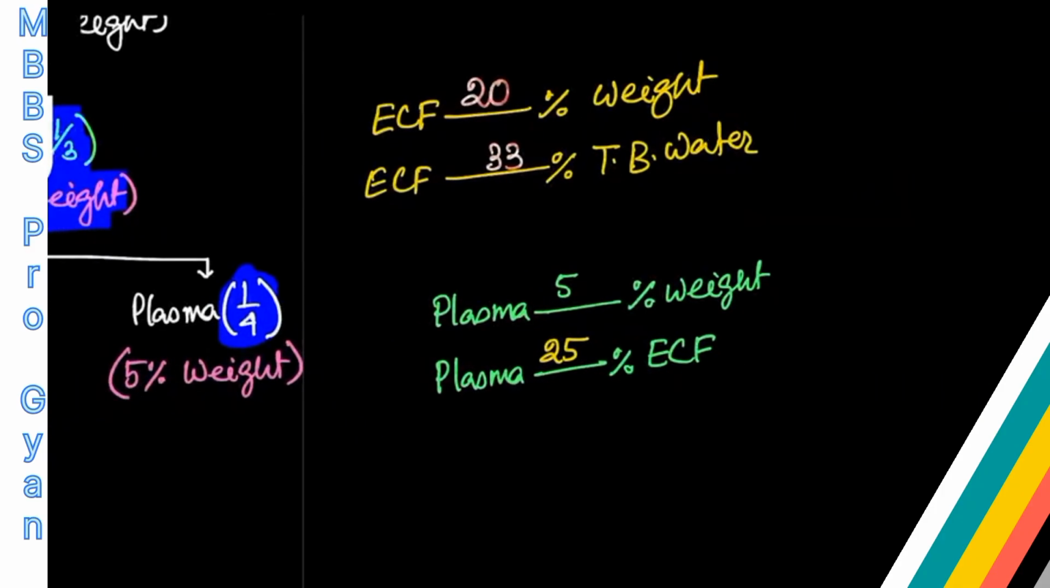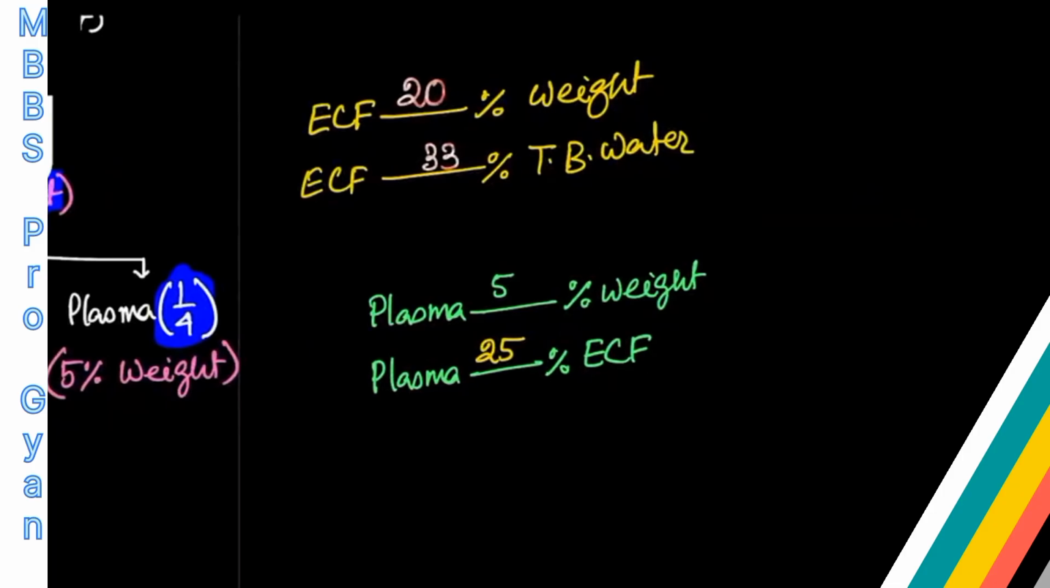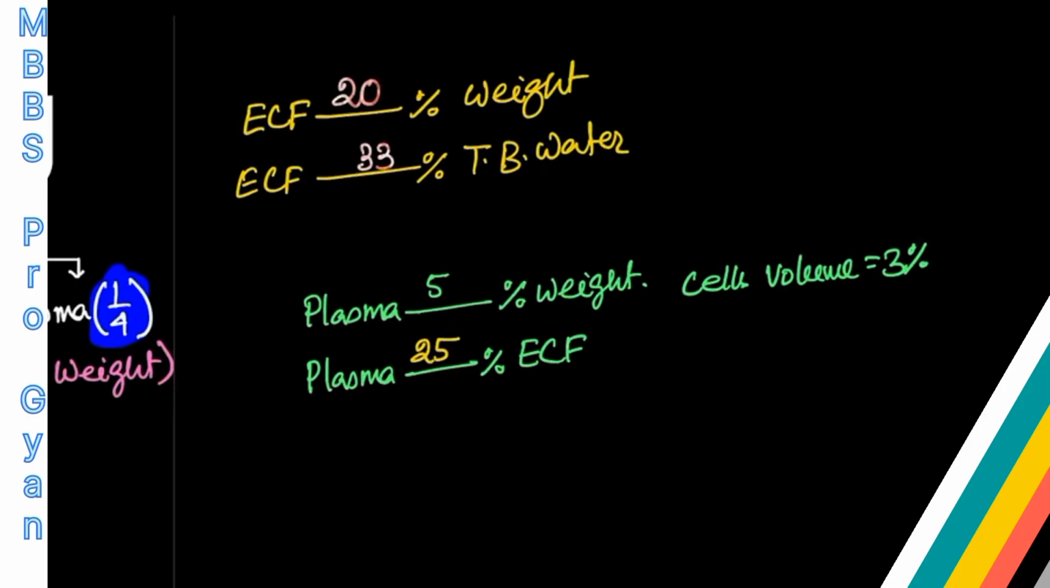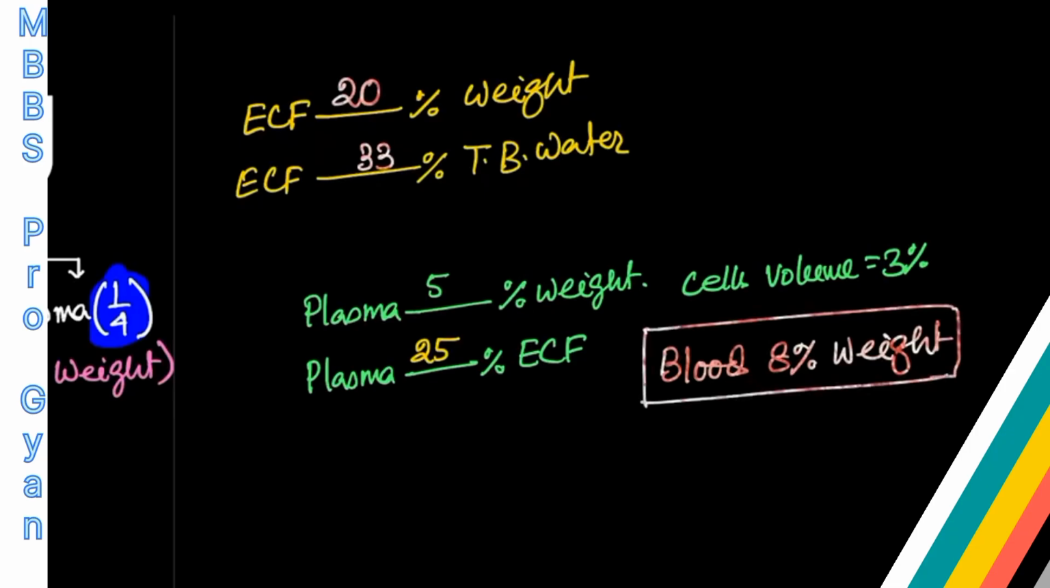Now another thing you have to remember is that plasma is 5% of your body weight, and the total cell volume is 3% of your body weight. That means RBC, WBC, platelets, all of them come under the cell volume, that is 3% of your body weight. So this was an MCQ, that total blood is 8% of your body weight. So if you know the body weight of a person, 8% of it is the blood, right?